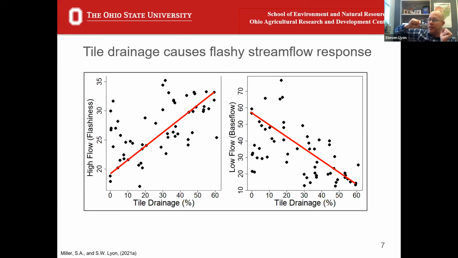What's a flashy response? So when it rains and the stream goes up quickly and comes down quickly, we would call that a flashy response. So we can look at that as a metric of flashiness for a system. So as we increase the tile drainage in a watershed, we've seen that there's a corresponding increase in that flashiness of the stream flow at the watershed boundary. Counter to that, the low flow tends to decrease as we increase that tile drainage percentage.